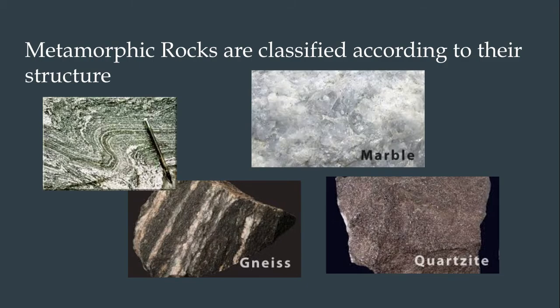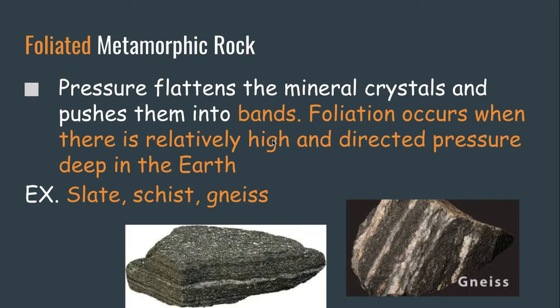Okay. So metamorphic rocks are classified according to their structure. If you look at these 4 pictures, you notice that some of them are different. These 2 kind of have stripes, whereas these kind of don't. Those classify what the rock is. So our first type is foliated. Foliation, things that are foliated just have stripes. So I think a zebra is kind of foliated. Your skin is foliated because it's in layers.